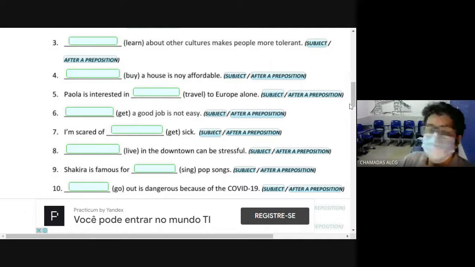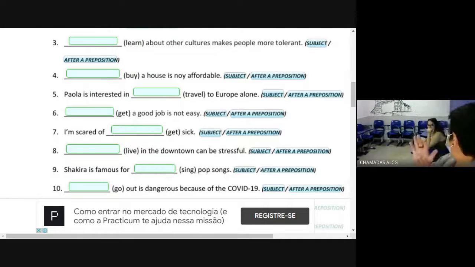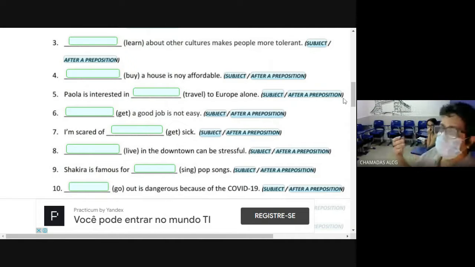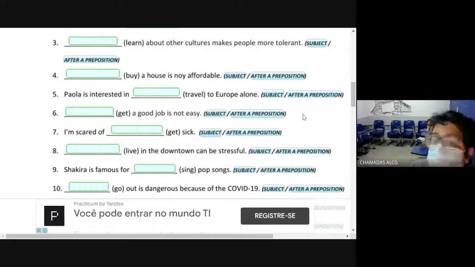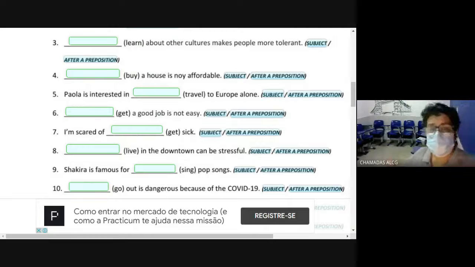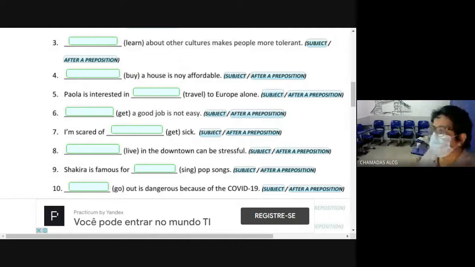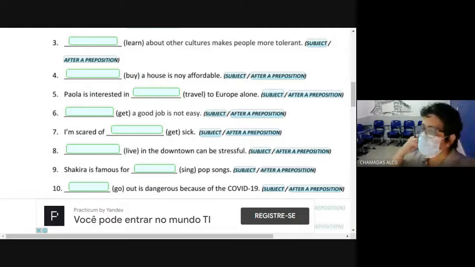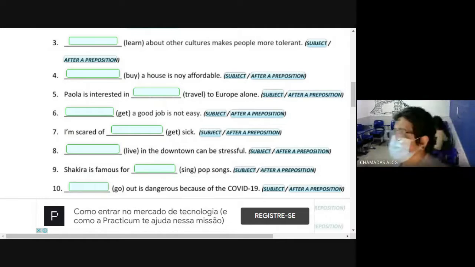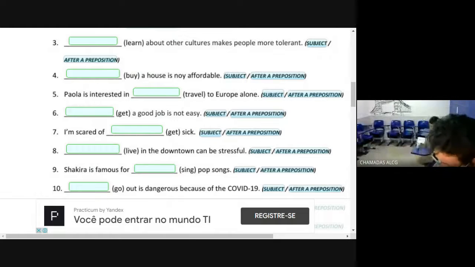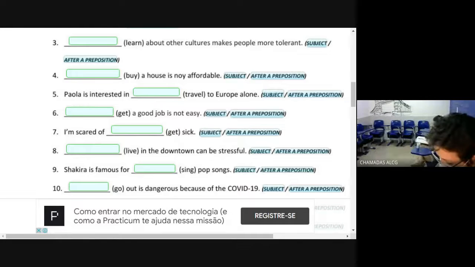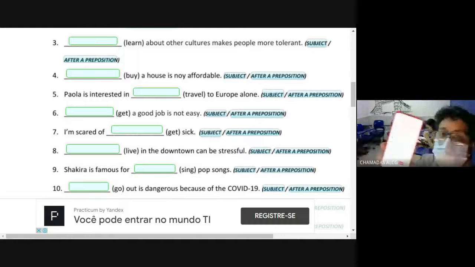Very easy. Okay, so you can do it visually. You don't need to write if you don't want to. But if you want, you can write on a piece of paper just the answers, okay? And then we correct. So I'll give you 1 minute for that. Okay, 1 minute. Okay, guys, go ahead.